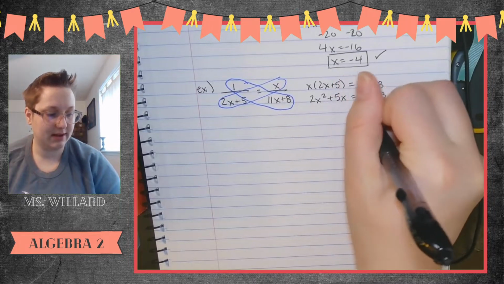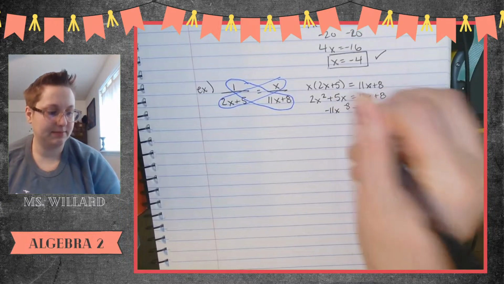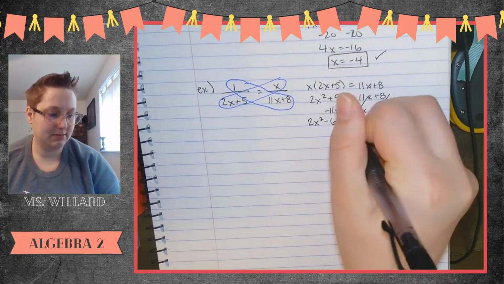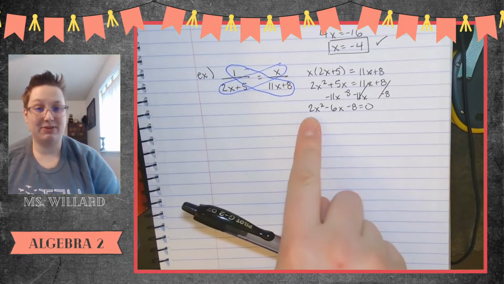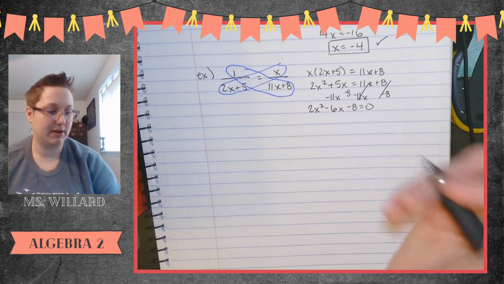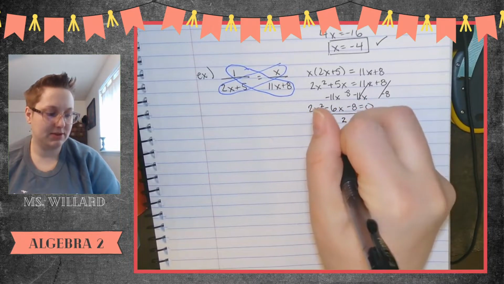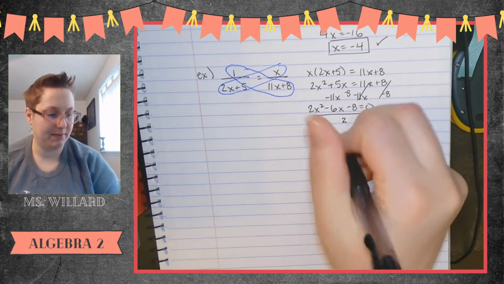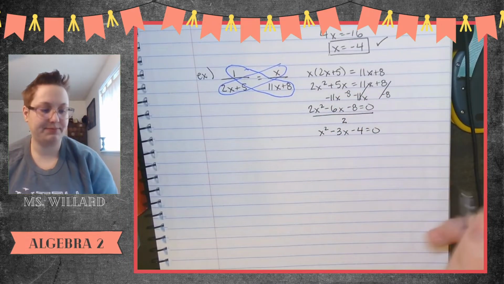So I'm going to subtract 11x from the 5x and subtract the 8. So I get 2x squared minus 6x minus 8 equals 0. Now, I don't like this 2 in front, but luckily I can divide everything by 2 and I won't change the problem at all. This doesn't work all the time. It just works if it's a 2 and then a multiple of 2, and then a 0. So that's why I did it. X squared minus 3x minus 4 equals 0.